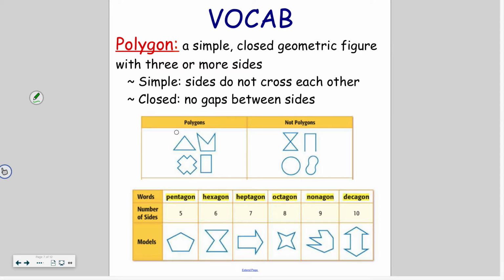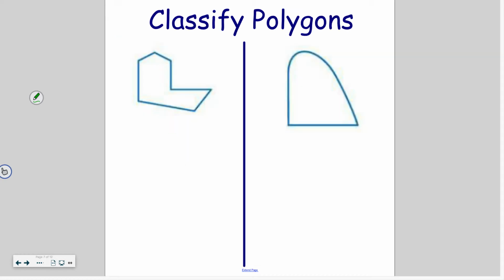All of these examples on the left are types of polygons. We've already talked about the first 2. Number of sides, if it was 3, it's a triangle. If it's 4, it's a quadrilateral. 5 is a pentagon. 6 is a hexagon. 7 is a heptagon. 8 is an octagon. 9 is a nonagon. 10 is a decagon. So pentagon, hexagon, heptagon, octagon, nonagon, decagon.